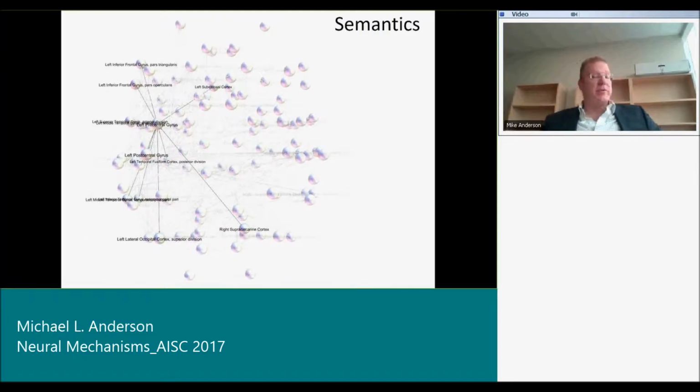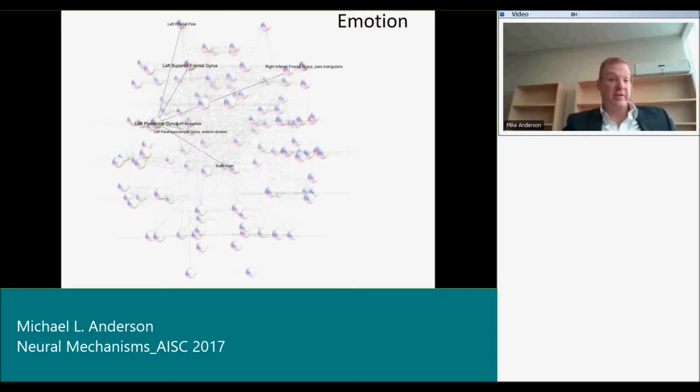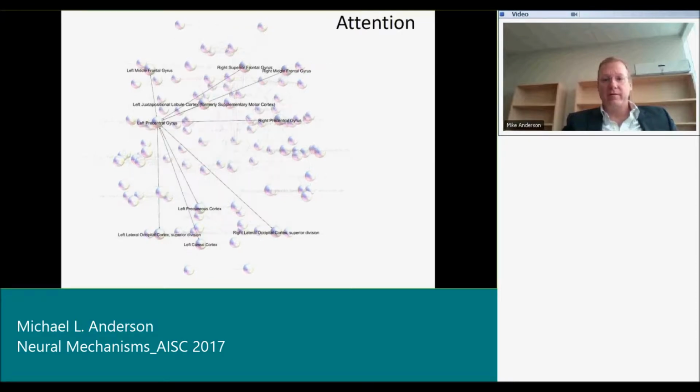And as an example of the changing partnerships, this is just an illustration of the functional partners of left precentral gyrus, in this particular case in semantics tasks. And this, again, is a meta-analysis based on a couple thousand studies. And I'll show you that same region of the brain and its partners in a couple of different tasks. So this is semantics, so things having to do with linguistic meaning. This is emotion, various emotion tasks. And this is stimulus-driven attention tasks.